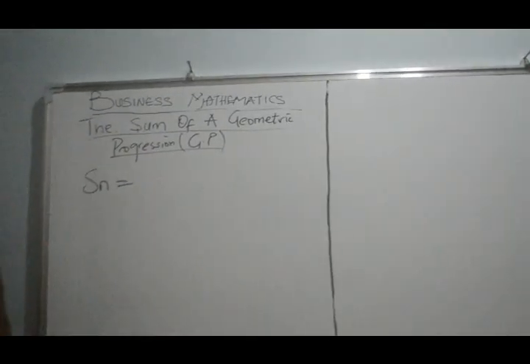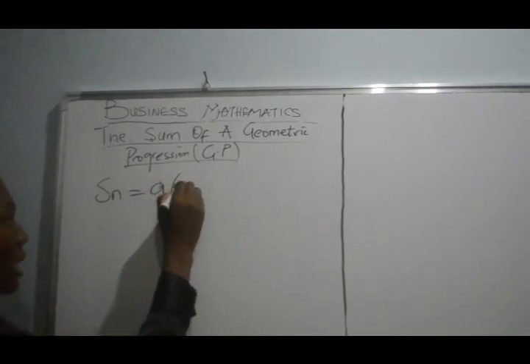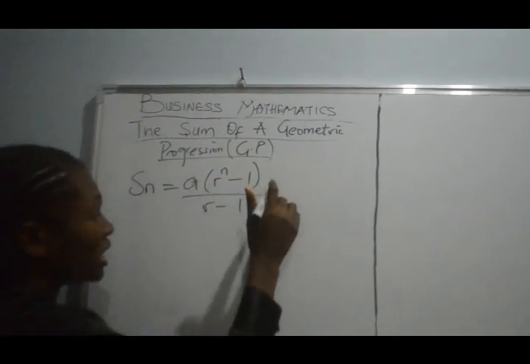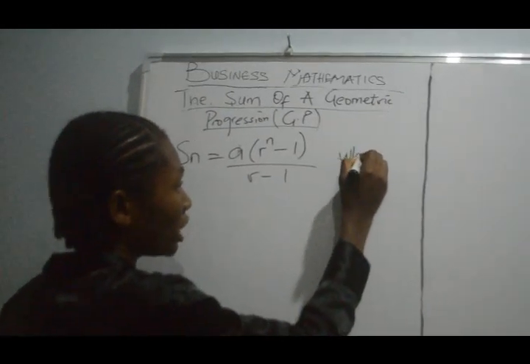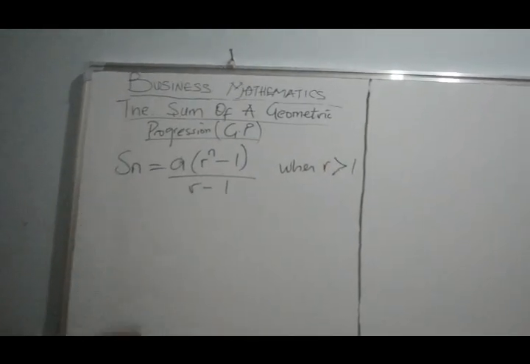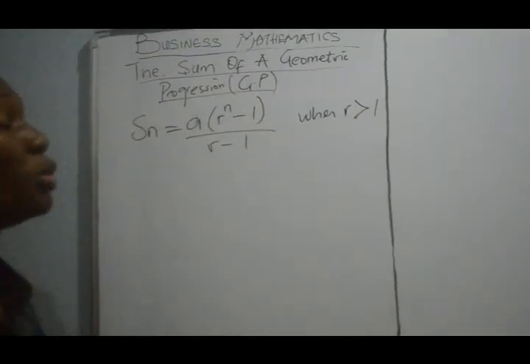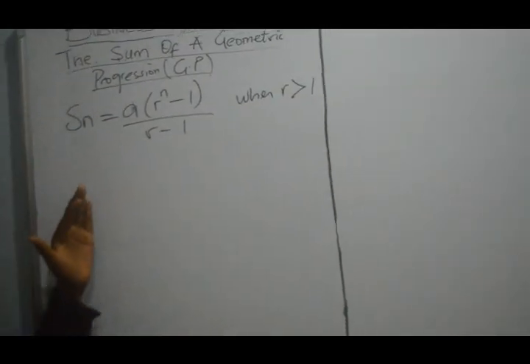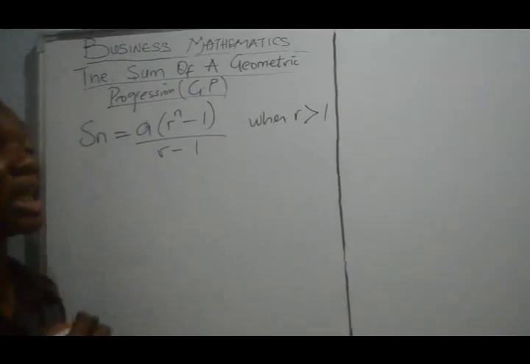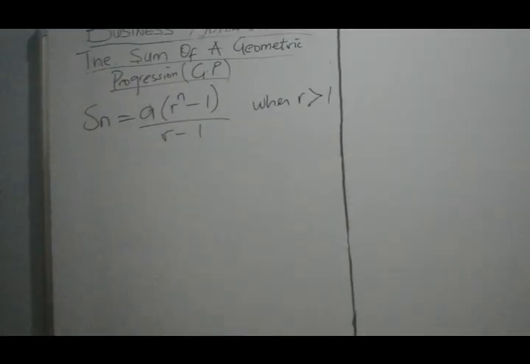So for when our ratio is greater than 1, our formula is simply a times r raised to power n minus 1, over r minus 1. This is when our r is greater than 1. Are we together? This is the formula. And the second formula is for when our r is less than 1. Before I get to that formula, I'll take one example on when our r is greater than 1, and the next example will be for when our r is less than 1.